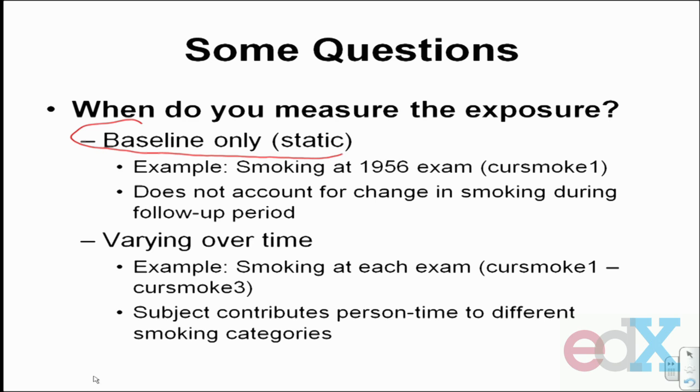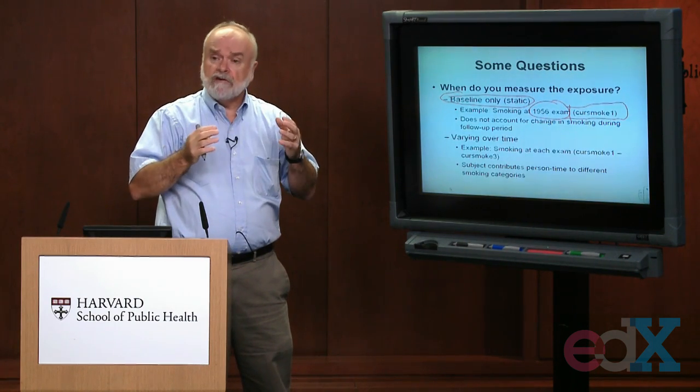The next question you want to ask is, how are you going to measure the exposure? Say it's smoking. Do you measure it at baseline, classify people as smokers or non-smokers, and that's the only thing you're interested in, is whether on the first exam a person was a smoker or a person was a non-smoker? So for example, in your Framingham data set, our first exam is the 1956 exam, and we have a variable called cur-smoke1, which indicates whether you smoked or didn't smoke at that exam. And we could use that as our exposure to look at the incidence of developing heart disease in the next 24 years of follow-up.